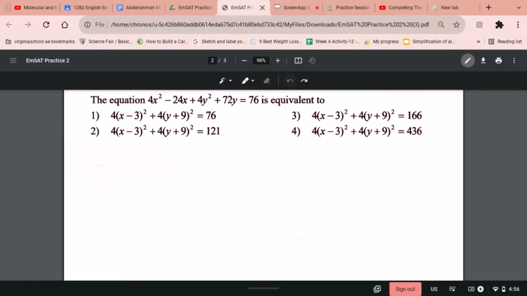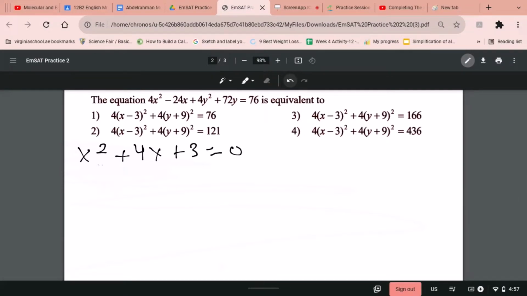In order to solve this question, I think it's hard for most of you, so I decided to use an example which is much easier than this, just in order to understand the concept of completing the square. So the example is x squared plus 4x plus 3 equal to 0.